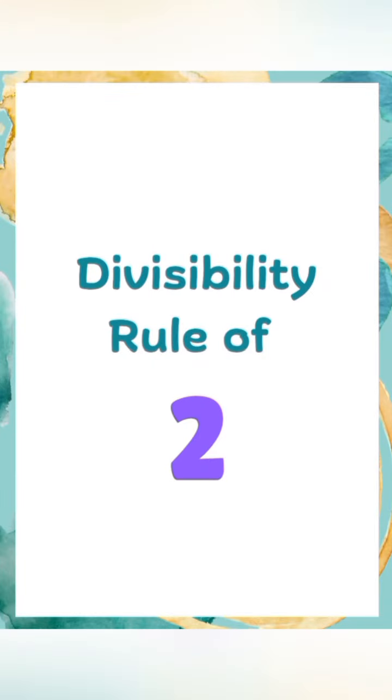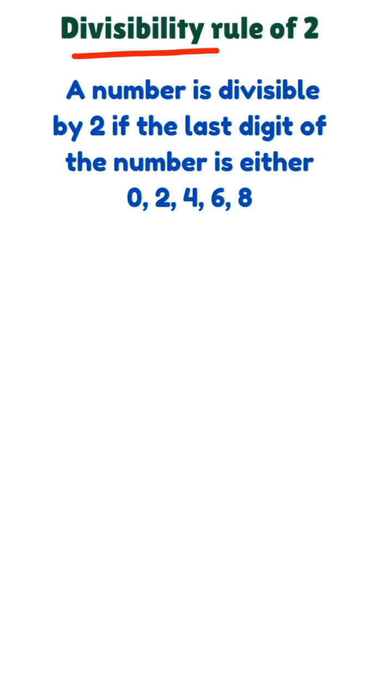Divisibility rule of 2. Today let us learn the divisibility rule of 2. What is the divisibility rule of 2? The divisibility rule of 2 tells whether a number is divisible by 2 or not. What does divisible mean? Let us check with a small example.